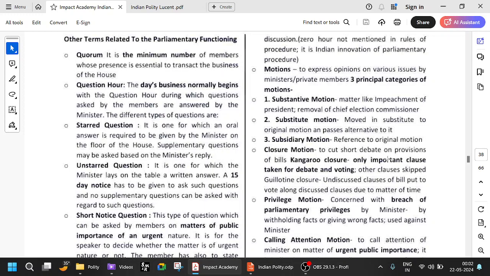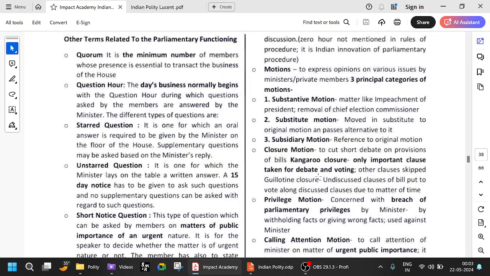So closure motion is to cut short debate on provisions of bills. Kangaroo closure: only important clauses are taken for debate and voting. Suppose there is no time, okay, only important clauses are debated and it is sent for voting. Okay, special majority, simple majority, and all that. So that is called a closure motion. So other clauses are skipped. Okay, so guillotine closure: undiscussed clauses of the bill are put to the vote along with discussed clauses due to matter of time.